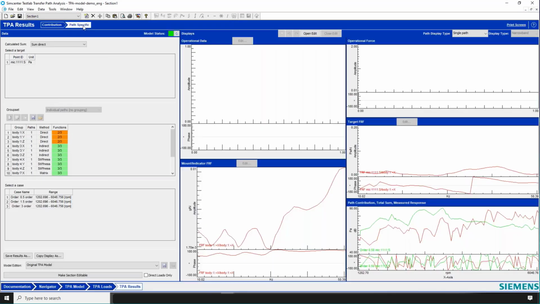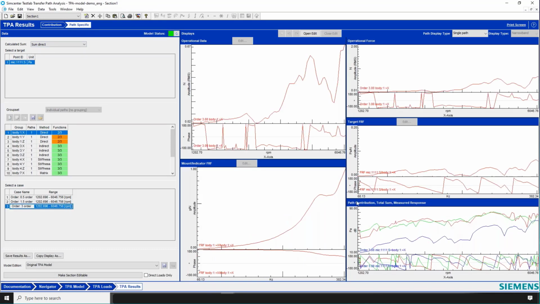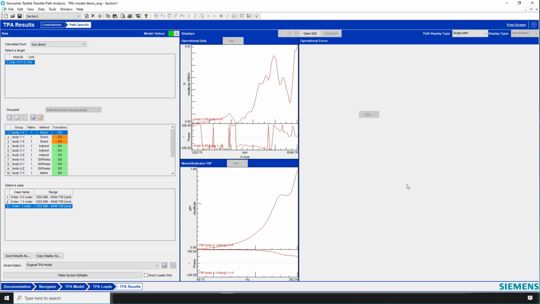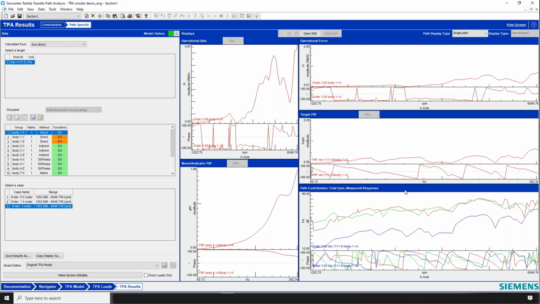If I go to this path-specific area, I can break things down a little bit further and see what's happening. I can see the force that's coming in at this path and the FRF, and then these 2 get multiplied together. So I highlighted the path body 1X over here. The blue is the contribution of that path to the total. And red and green, I can't remember which is which. One of those is the calculated total, one is the measured total. They look pretty close. Yeah.